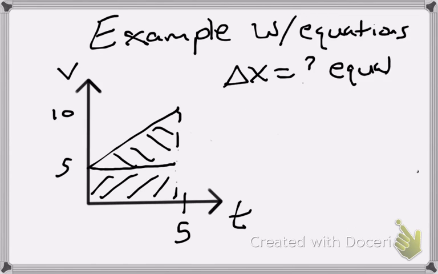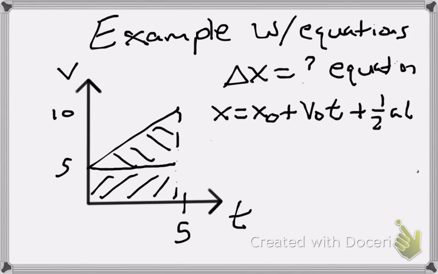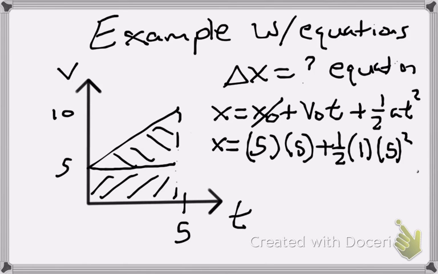Alright, let's do it another way. Let's use an equation instead. I'm going to use this one because we know all the things in the equation. So if we assume this starts at 0, which you can, we can say that the x sub 0 is 0. So that'll make it simple. We know the initial velocity is 5. The time frame here is 5 seconds. We found the acceleration of 1, and then again our time is 5. So all I'm doing is plugging everything into this equation, plugging in the numbers I know. And if I crank that out, I get the same answer, 37.5 meters.